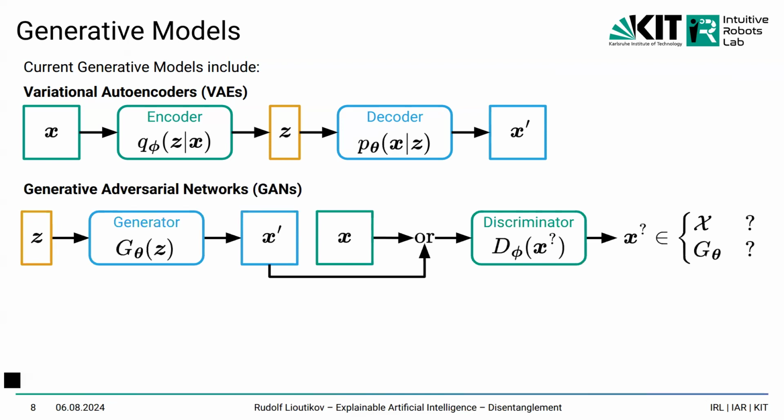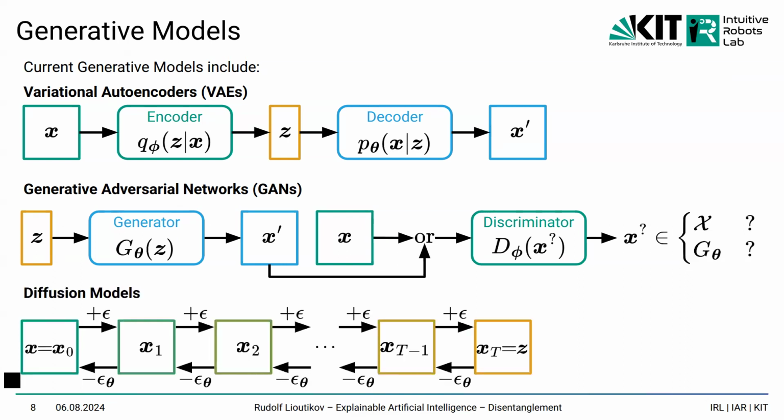GANs, compared to this, go a slightly different route. There, the idea is that we directly start from an unbiased latent space, from Z, and generate X's. And instead of learning an encoder, we learn a discriminator that should distinguish between samples that we generated from our generator and samples that exist in our data set, right? And once this discriminator cannot discriminate anymore, we assume that we're as close to the original distribution as it gets, right? So again, we will talk about this in more detail.